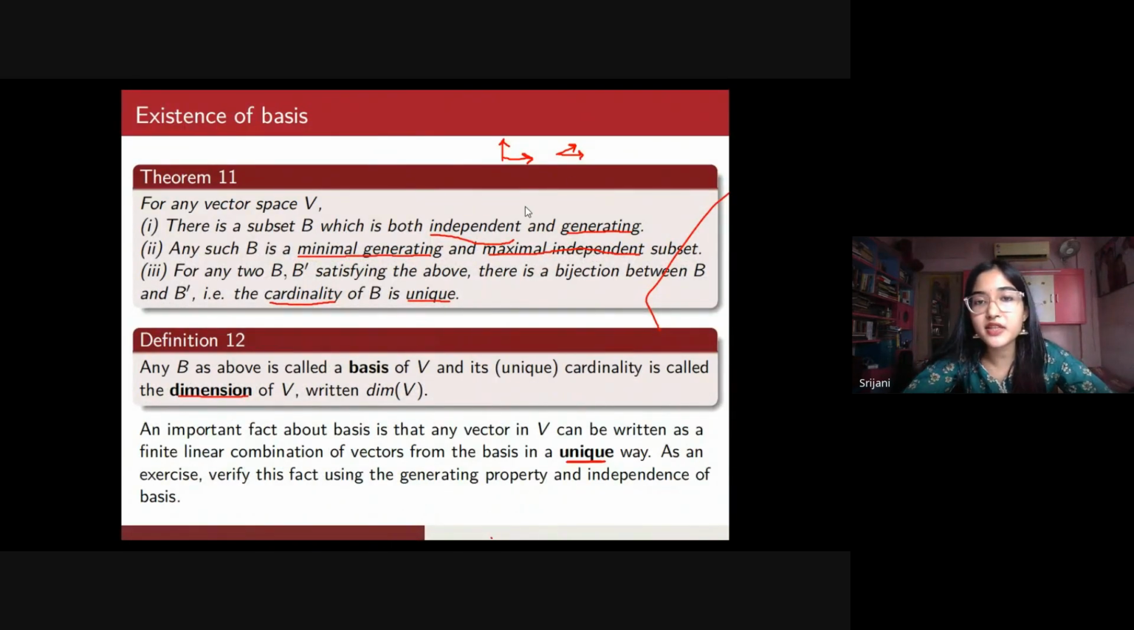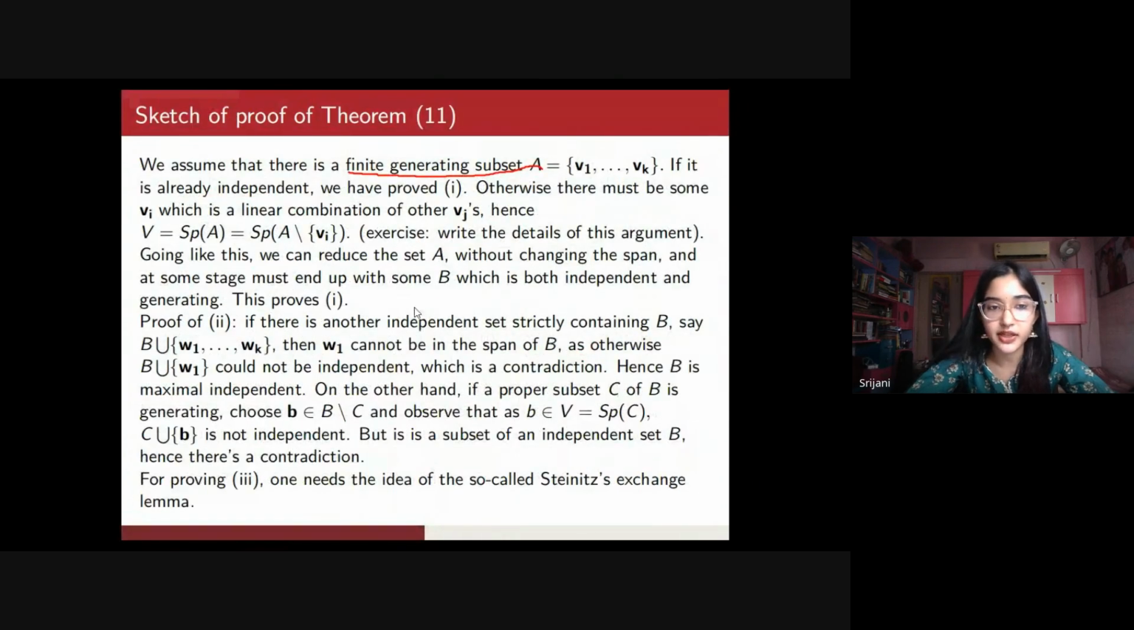Next, we show that if it is both independent and generating, then it will be minimal generating and maximal independent. Suppose there is another independent set which strictly contains B, that means B is not maximal independent. Then there are some vectors which are not in B. Then none of these vectors can be in the span of B, because this entire set is independent. But we assumed that B is also a generating set. Then that is a contradiction, right?